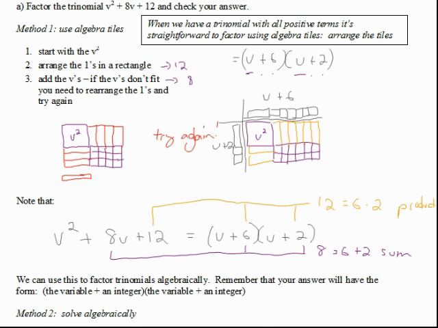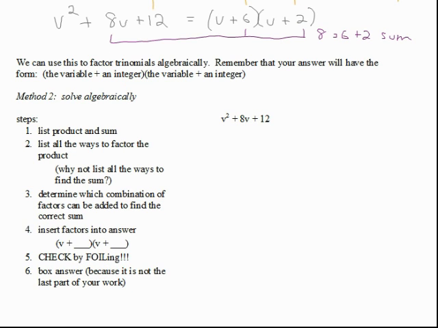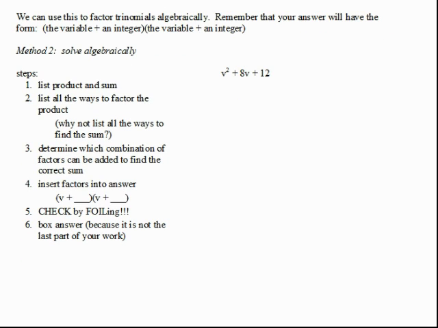So I have written out here to do it algebraically. I have these steps. They're kind of scary. I mean, it looks complicated, but if you have the steps in front of you, it makes it really easy. So I want you to try it with the steps a couple of times. So list the product and the sum. So this is the product and this is the sum.